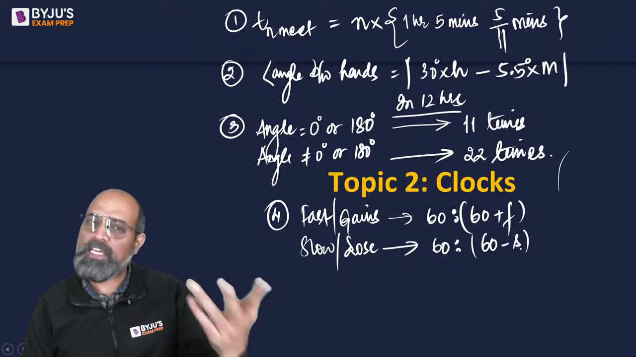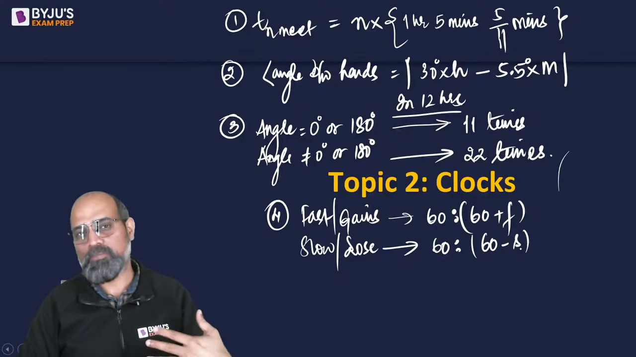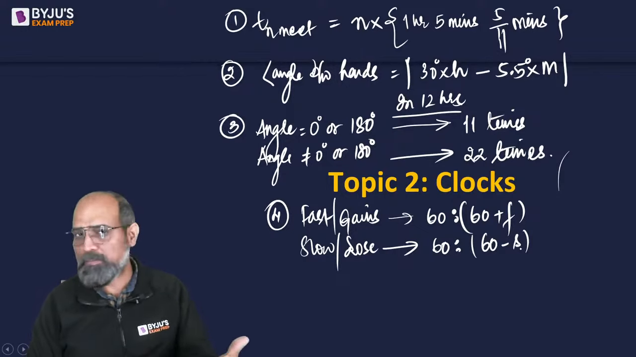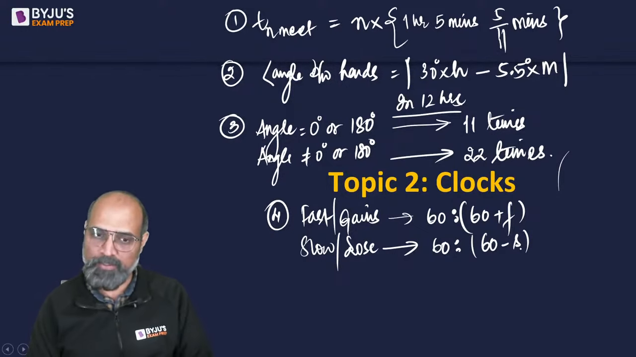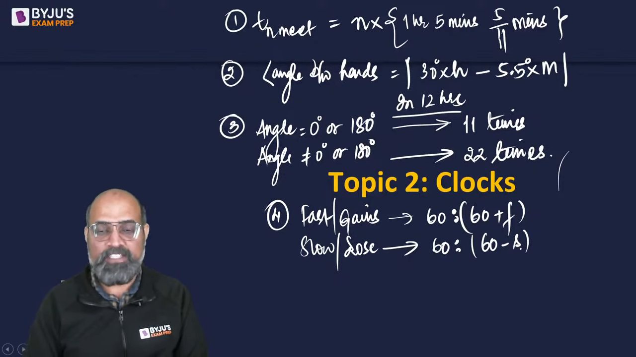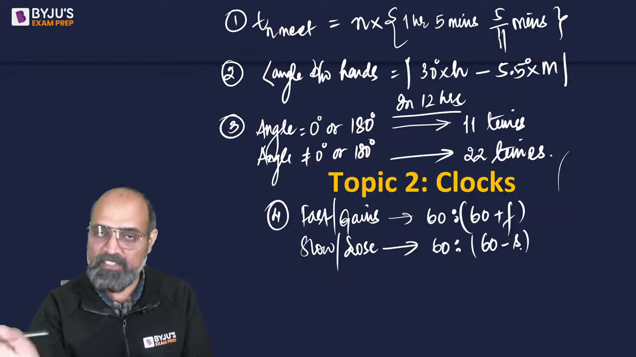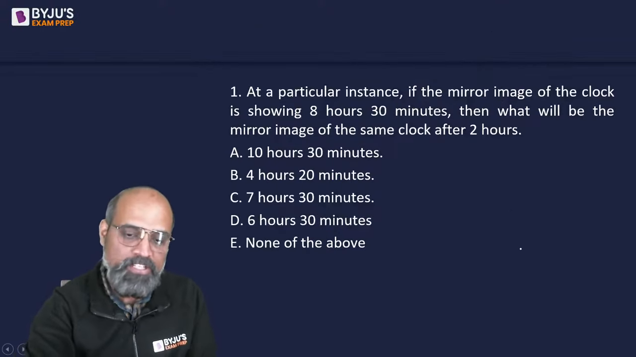The faulty clock is how many hours ahead or behind the normal clock. The normal clock is how many hours behind or ahead of the faulty clock. Whatever is asked, only this ratio is going to help you. So these are the four very important things when it comes to clocks. Let's look at each of these questions.